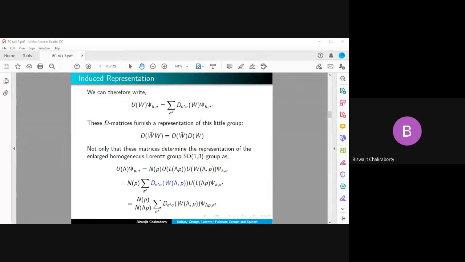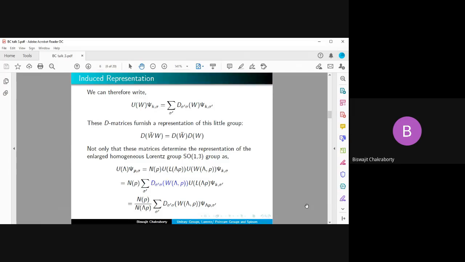vector K itself, but now spin components will get mixed up. So it will give you some matrix element D, whose rows and columns are labeled by sigma prime, sigma. Sigma prime is a dummy index. It has to be something like this. You can check these D's furnish a representation of this little group. Not only that, these matrices determine the representation of the enlarged or bigger homogeneous Lorentz group, for which this W is actually a subgroup. So how to see this?